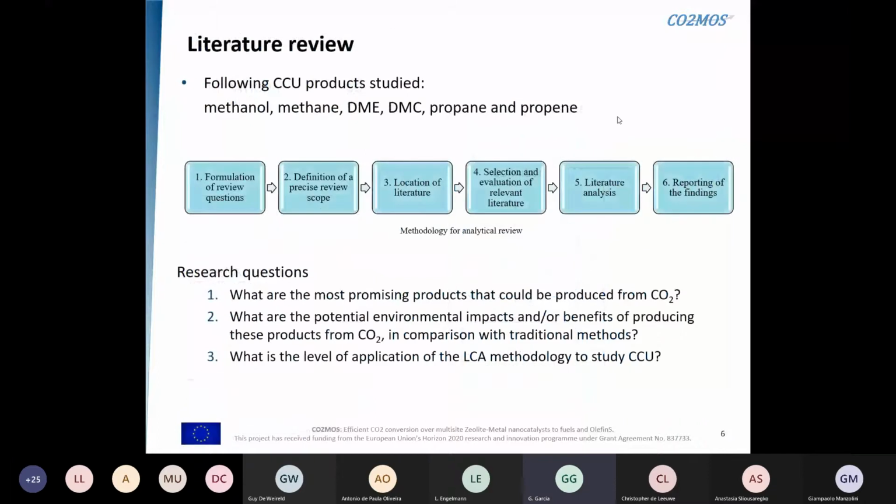And we conducted an exhaustive review of the literature to analyze published LCAs of the following products produced via CCU: methanol, methane, DME, DMC, propane, and propene. And we tried answering these questions here. What are the most promising products that could be produced from CO2? What are the potential environmental impacts and/or benefits of producing these products from CO2 in comparison with traditional methods? And what is the level of application of the LCA methodology to study CCU?